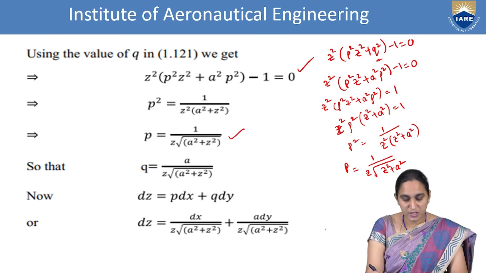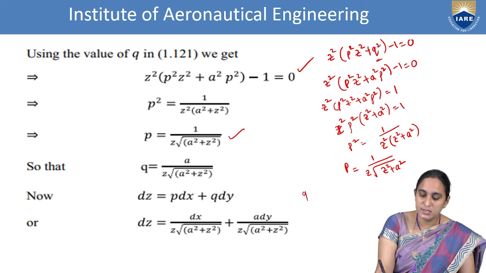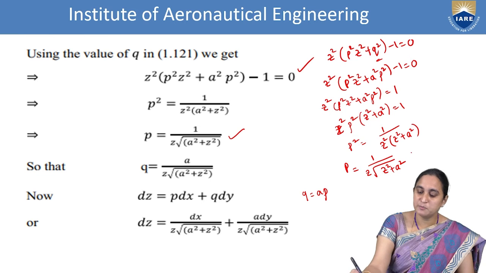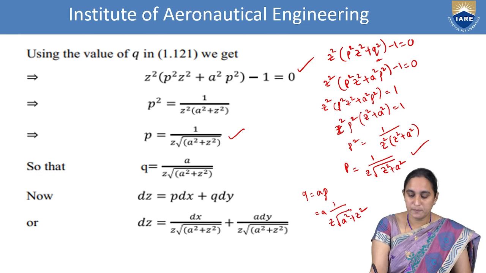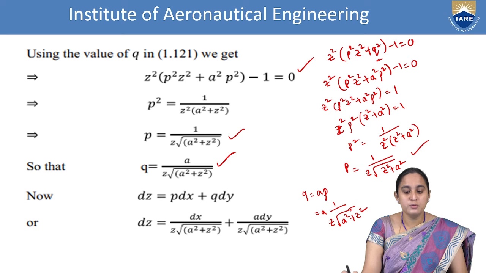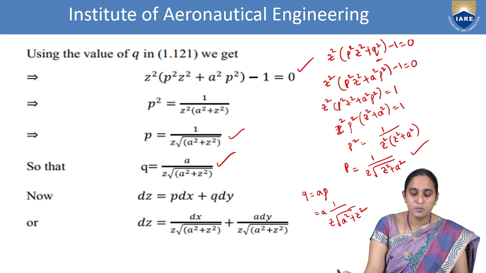Q is equal to, from the above last step, Q is equal to AP. But we know that P, then substitute here, that is A into 1 by Z into root A square plus Z square. Therefore, Q is equal to A by Z into root A square plus Z square, and P is equal to 1 by Z into root A square plus Z square.